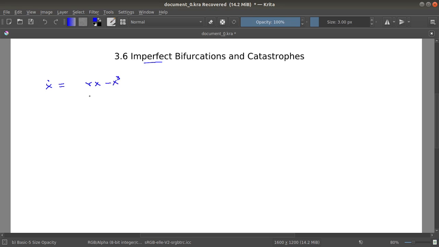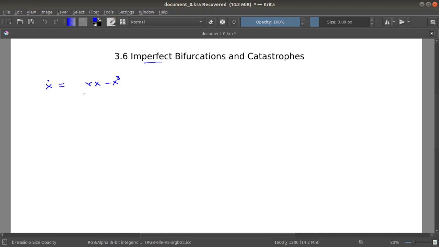And in the bifurcation diagram we have seen that the curve is perfectly symmetric. But if you look at the real world, we will not have such a perfectly symmetric system. There will be some imperfections. So in today's lecture we are going to see systems with some imperfections in that perfect bifurcation.